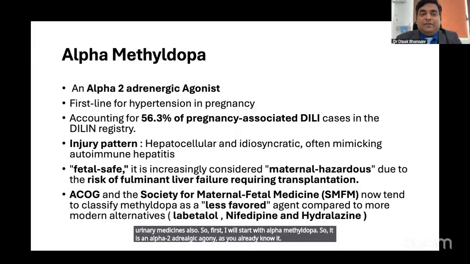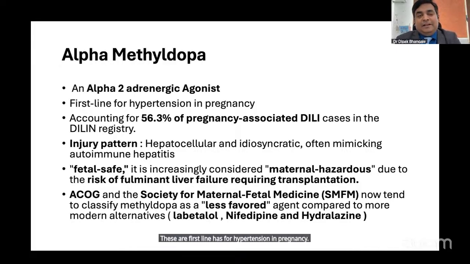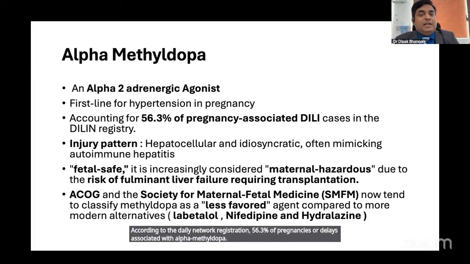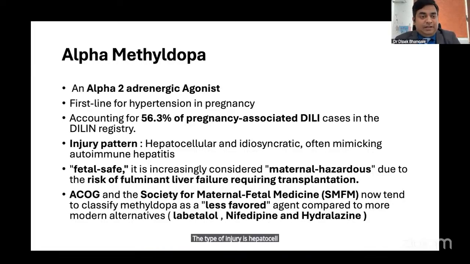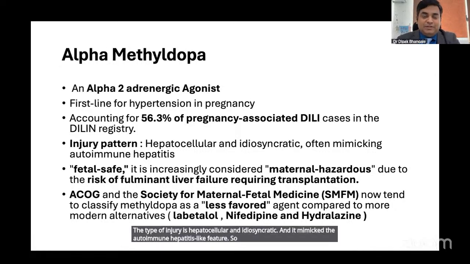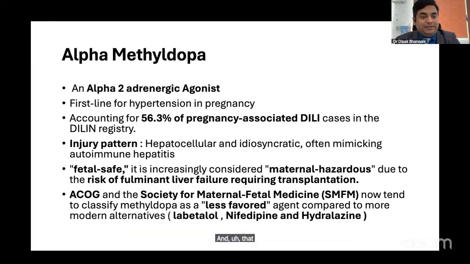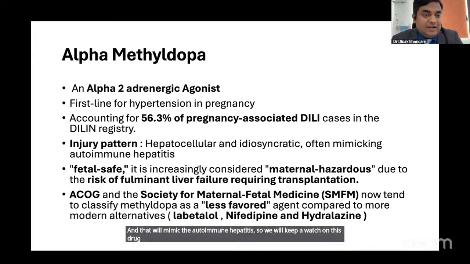This is the first line for hypertension in pregnancy. According to the DILI Network registry, 56.3% of DILI in pregnancies is associated with alpha methyldopa. The type of injury is hepatocellular and idiosyncratic, and it mimics autoimmune hepatitis features. So ANA will be positive, some markers will be positive, and that will mimic autoimmune hepatitis. So we will keep a watch on this drug when we see this kind of injury. And it's a fetal-safe but maternal-hazardous drug.